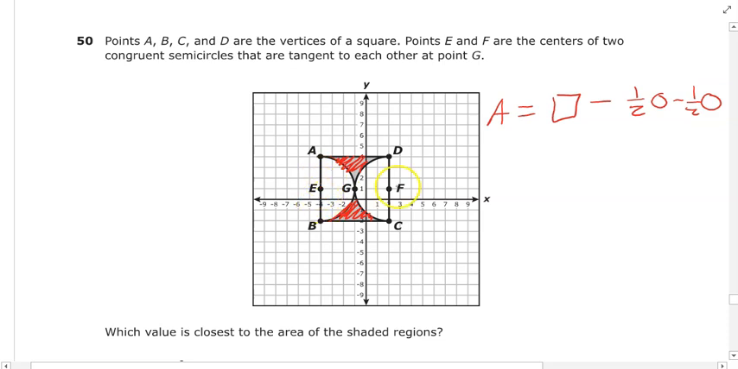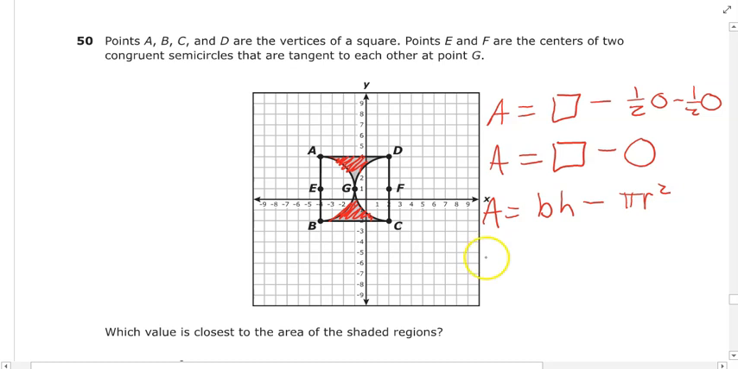Since that's the same diameter or same radius, we actually get the area is equal to the square minus 1 full circle, because 2 halves of a circle make 1 full circle. So the area is going to equal base times height of the square minus pi r squared, area of a circle. So plug in the pieces. The base looks like it goes from -4 to 2, which is 6. The height, since it's a square, is also 6. And the radius goes 3 units, so pi times 3 squared.